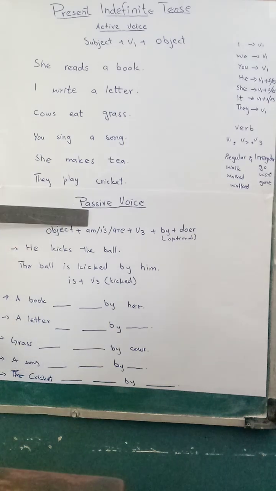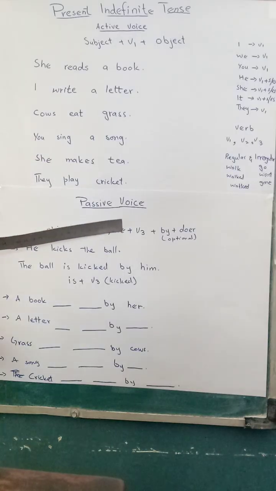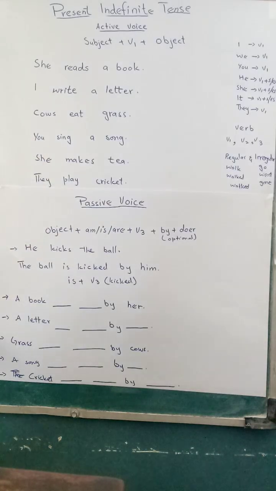Here we have am also, but we have some examples with am. For example, I am loved by my family. Such sort of examples we too have, but most of the time we will have examples with is and are. Okay. Now you have to practice it at home.